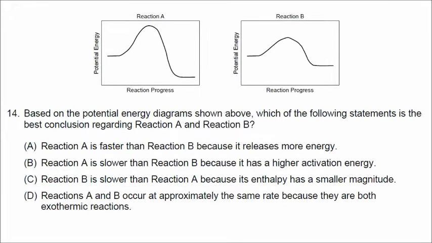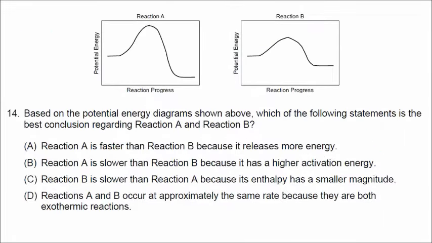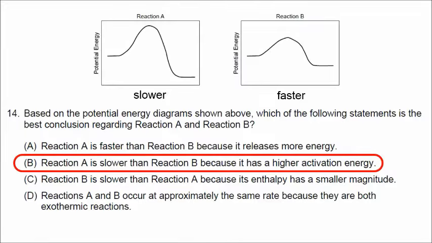Number 14, we're looking at activation energy here. On page 577, we see a diagram and they show you activation energy. It says the rate depends on the magnitude of the activation energy. Generally, the lower the value of activation energy, the faster the reaction. Or you could say the converse of that statement, the higher the value of activation energy, the slower the reaction. So comparing the activation energy for A and B, A should be slower and B should be faster. So the correct answer: reaction A is slower than reaction B because it has a higher activation energy.